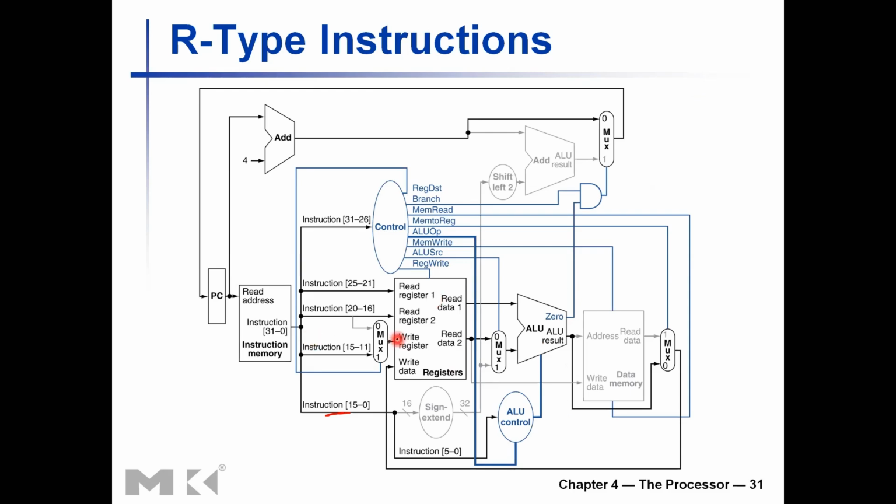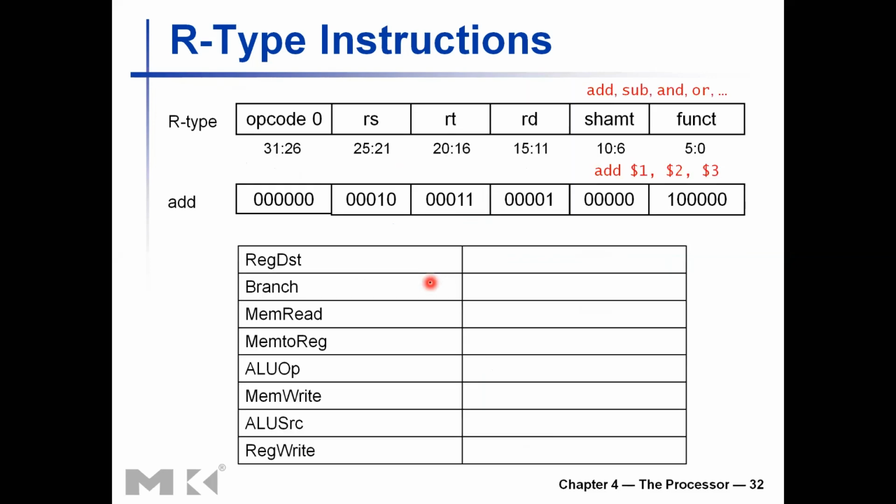Are we writing anything in R-type instructions? Yes, we have a destination register address provided through this multiplexer, that is the write register address. The value to be written is provided by the ALU along this line here, and the control signal should be set to 1 in order to write this value to that register address. So we need to send a 1 in order to write to that register. So the value here is 1 because we are writing to a register in the register file.